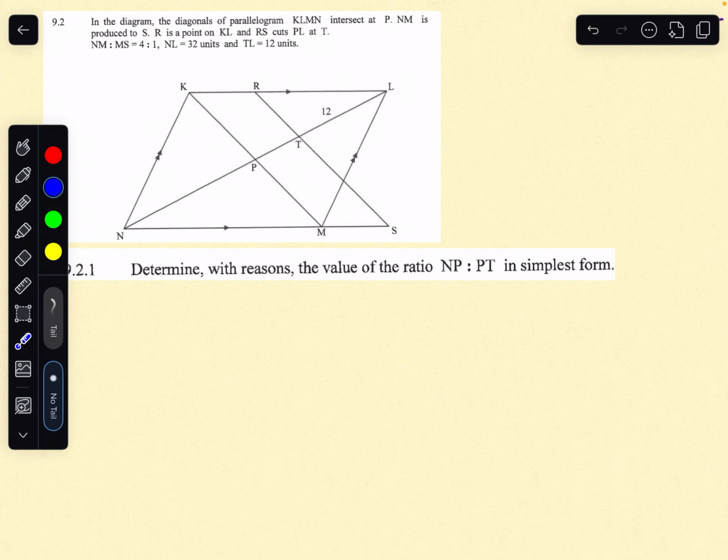KLMN intersect at P. NM is produced to S, so it's extended to S. R is a point on KL, and RS cuts PL at T. The ratio of NM to MS is 4:1. NL is 32 units and TL is 12 units.